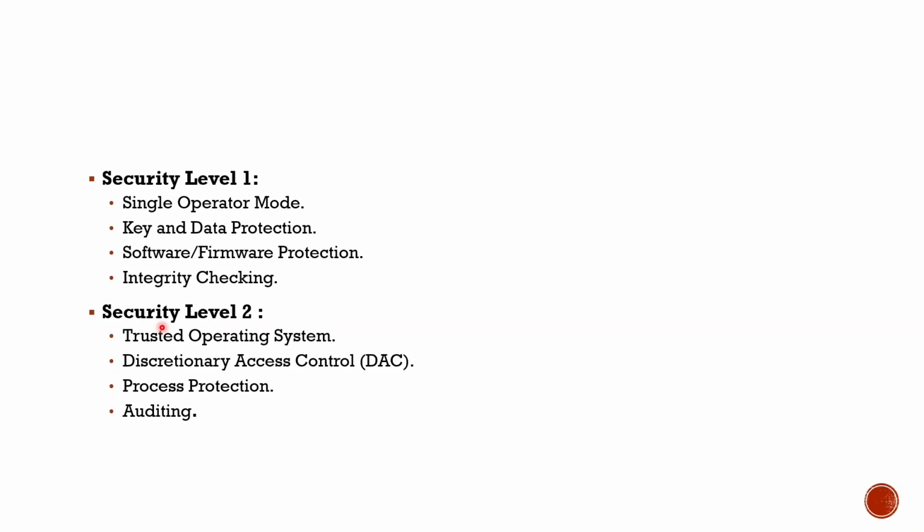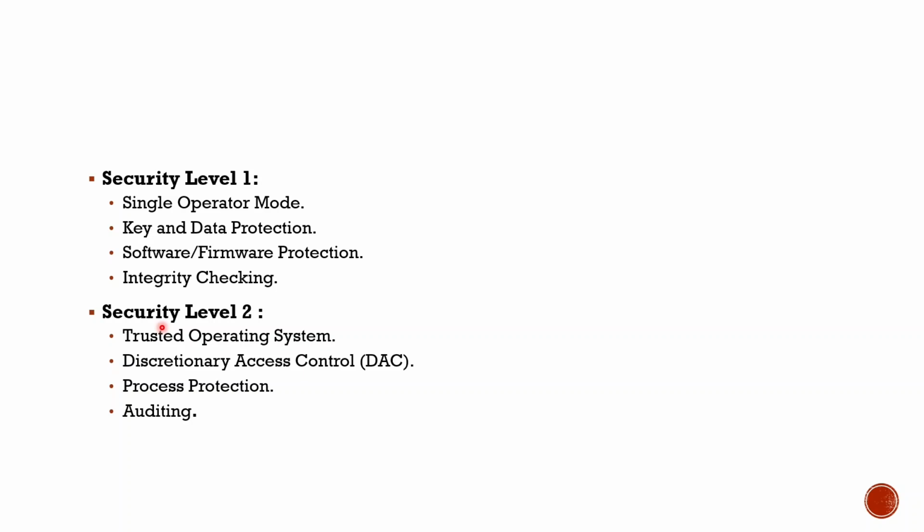Now at level 2, the mechanisms that can be included are trusted operating systems. The operating systems must meet the functional requirements that are specified in another document, that is Annex B, which I'll be showing you at the end of this video. This must also pass the EAL2 evaluation or equivalent, trusted platform.